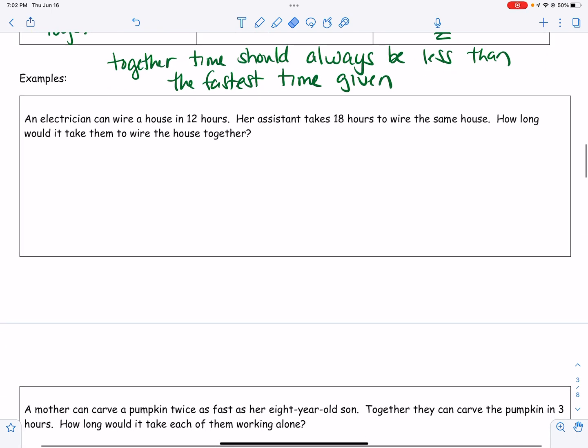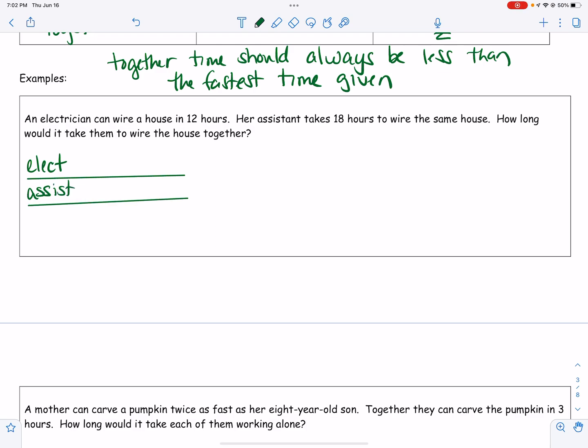So this is what we have. We have an electrician and her assistant. I'm going to make a row where I have electrician, I have the assistant, and I have together. Now I'm going to write in what's given. The electrician can wire the house in 12 hours. The assistant takes 18 hours, and we want to know how long it takes them together. So there are the given times.